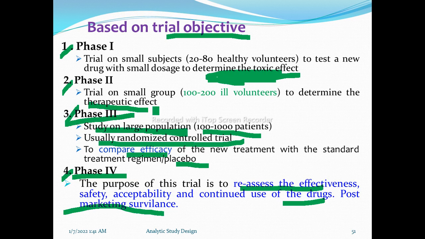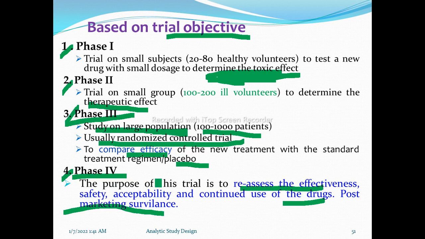So if a drug passes phase 3, it will be provided to the community and accepted by the community. But phase 4 means post-marketing surveillance, after it is distributed through different countries, made available to patients, or sold through clinics. After that, phase 4 is made to see whether the drug has side effects or not, whether it is safe or not. So it is reassessing the effectiveness of the drug.